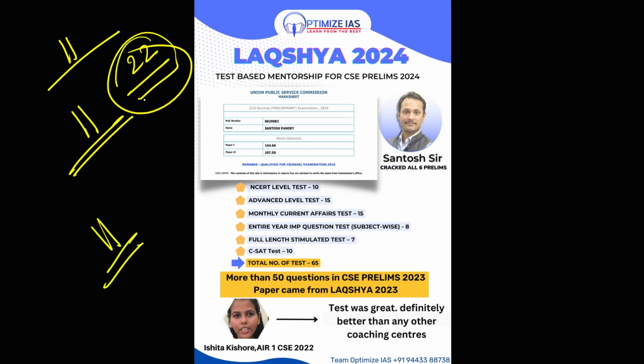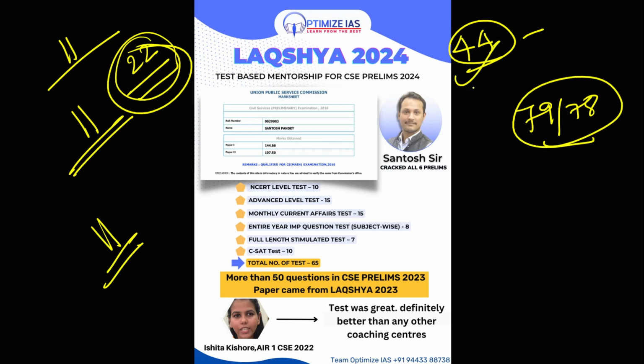So 22 questions means how much? 44 marks you have scored only by my elimination tricks. Guys, just remember the cutoff last year was around 78 to 79 marks, and 44 marks till now I have solved only by elimination tricks. You can see the importance of elimination tricks.